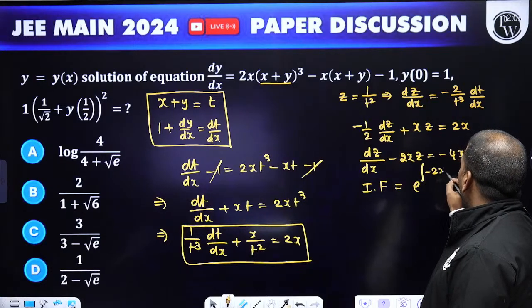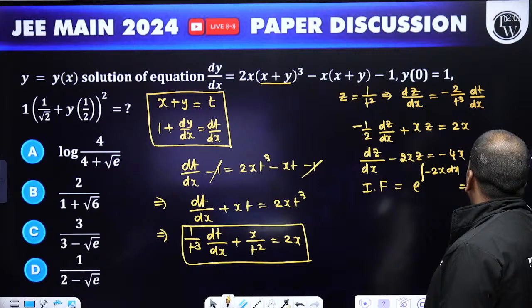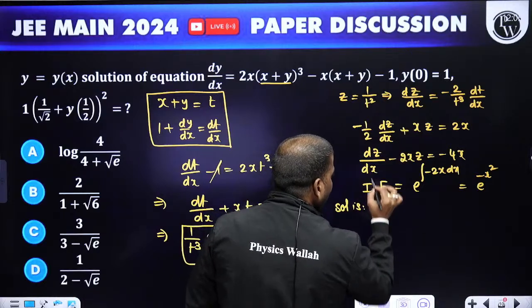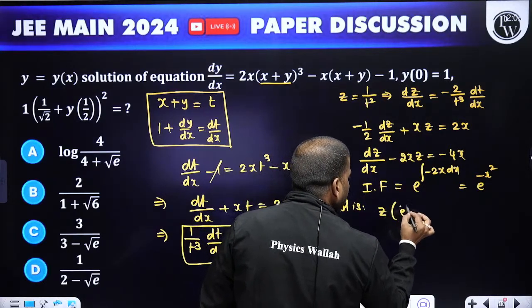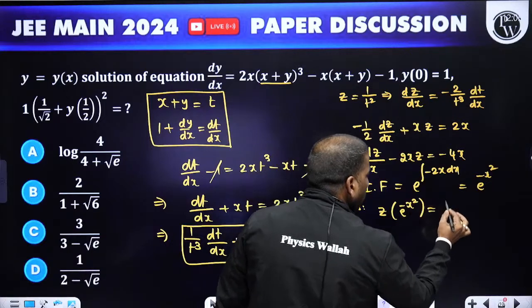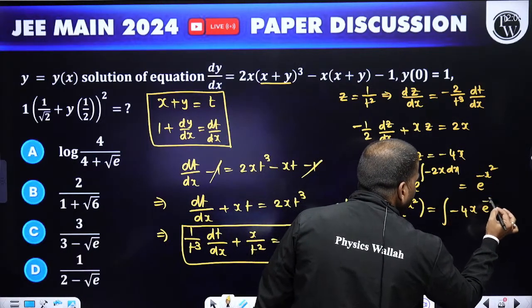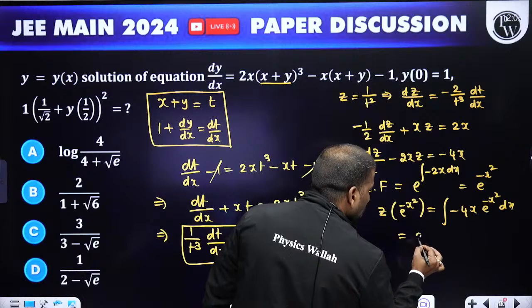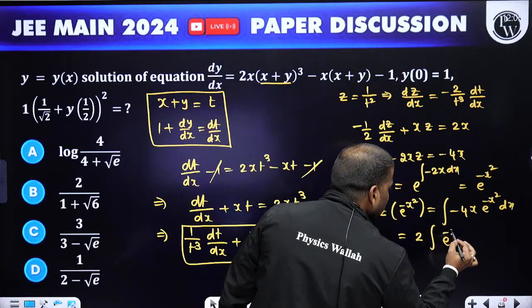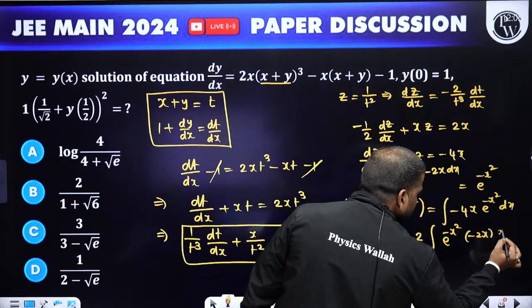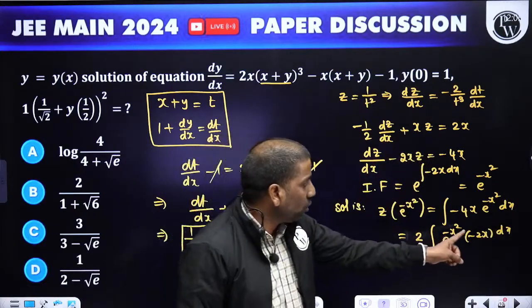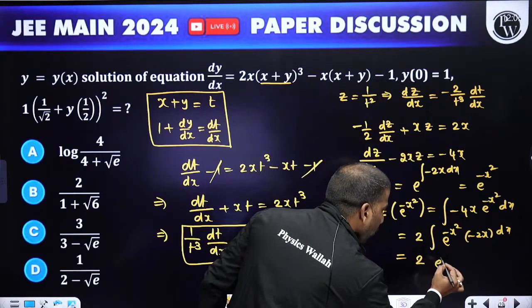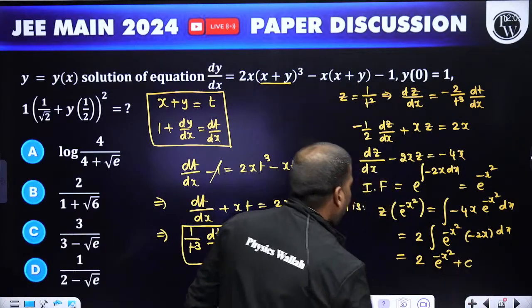Integral of minus 2x dx is e power minus x square. What is the solution? The solution is z times e power minus x square, which is equal to integral of minus 4x e power minus x square dx. If I write 2 outside, the remaining portion is e power minus x square into minus 2x dx. Minus x square derivative, like it's e power f into f dash. So directly 2 times e power minus x square plus c. So this is what it is.